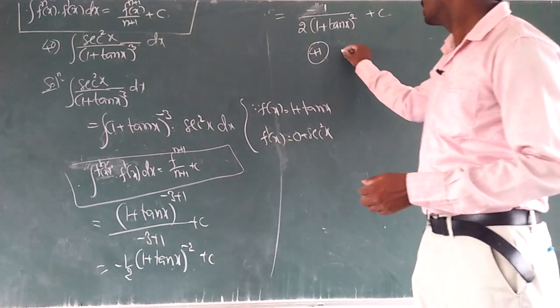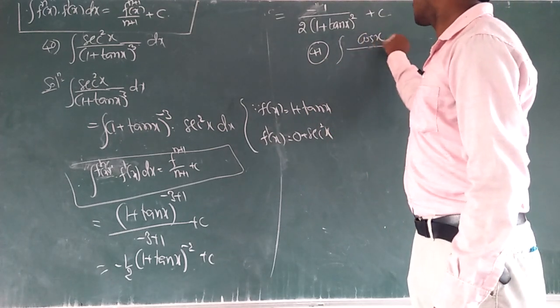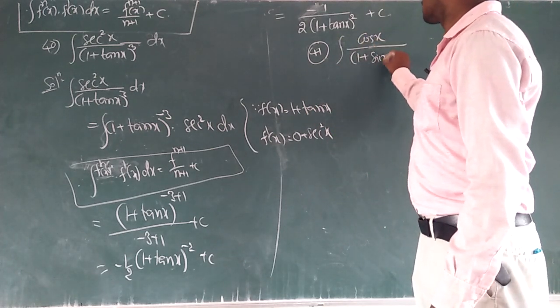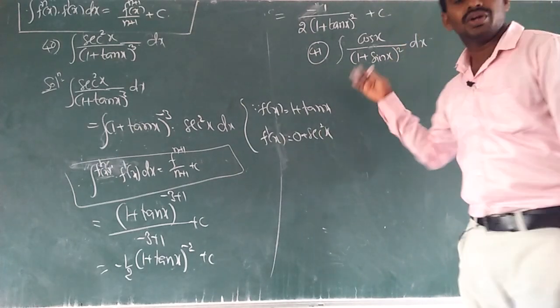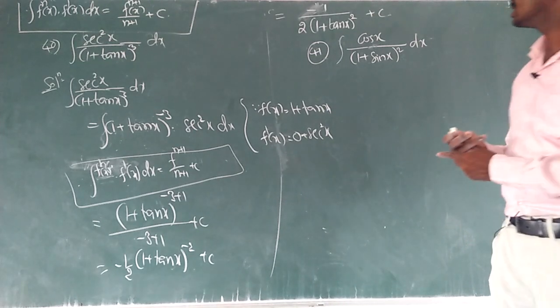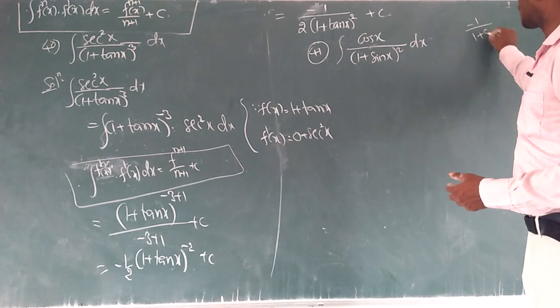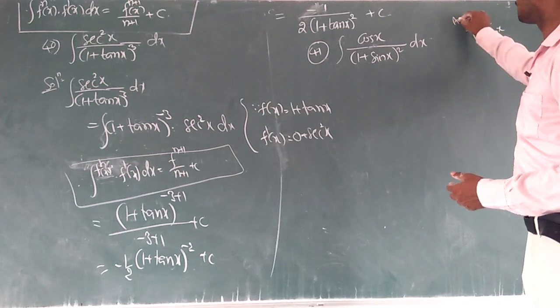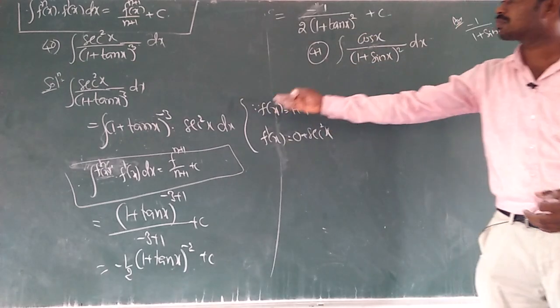You try the integration of cos x by (1 plus sin x) whole square dx. Okay, you do it. The answer is 1 by (1 plus sin x), minus 1 by (1 plus sin x). Same, this is the function, write it in this way. Same process, same method.